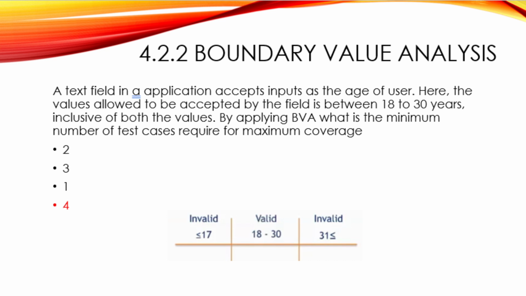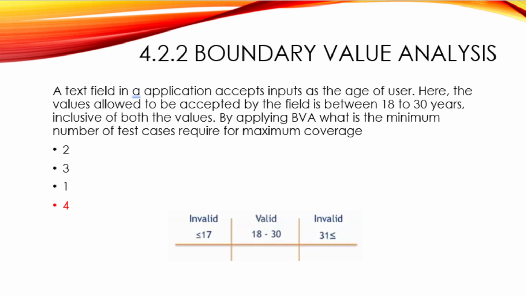Let me show you an example. A text field in an application accepts input as the age of a user. The values allowed to be accepted by the field are between 18 to 30 years, inclusive of both values. By applying boundary value analysis, what is the minimum number of test cases required for maximum coverage? Minimum number of test cases means we need to run at least one test from each partition. In this case, we have the valid class 18 to 30, less than 18 which is 17, and greater than 30 which is 31. So we have 4: 17, 18, 30, 31. So 4 will be the correct answer. By applying boundary value analysis, a minimum of 4 test cases are required for maximum coverage.